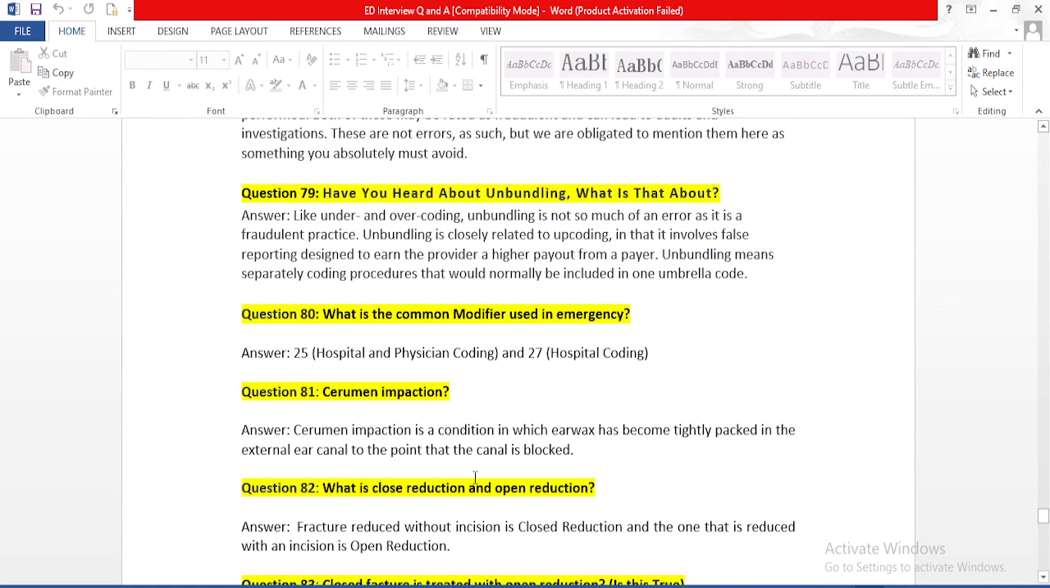So next question, have you heard about unbundling? What is that about? So like under and overcoding, unbundling is not so much an error as it is a fraudulent practice. Unbundling is closely related to upcoding in that it involves false reporting designed to earn the provider a higher payout from a payer. Unbundling means separately coding procedures that would normally be included in one umbrella code. So basically we have comprehensive code or component code in the CPT system. So along with the comprehensive code, if the coder assigns a component code, that comes under unbundling.